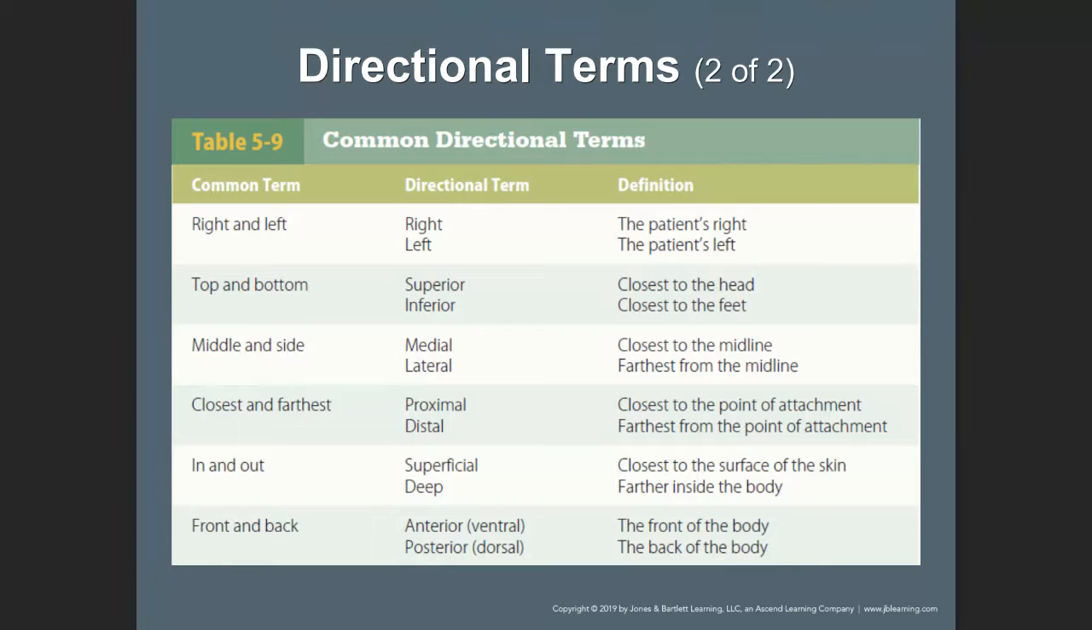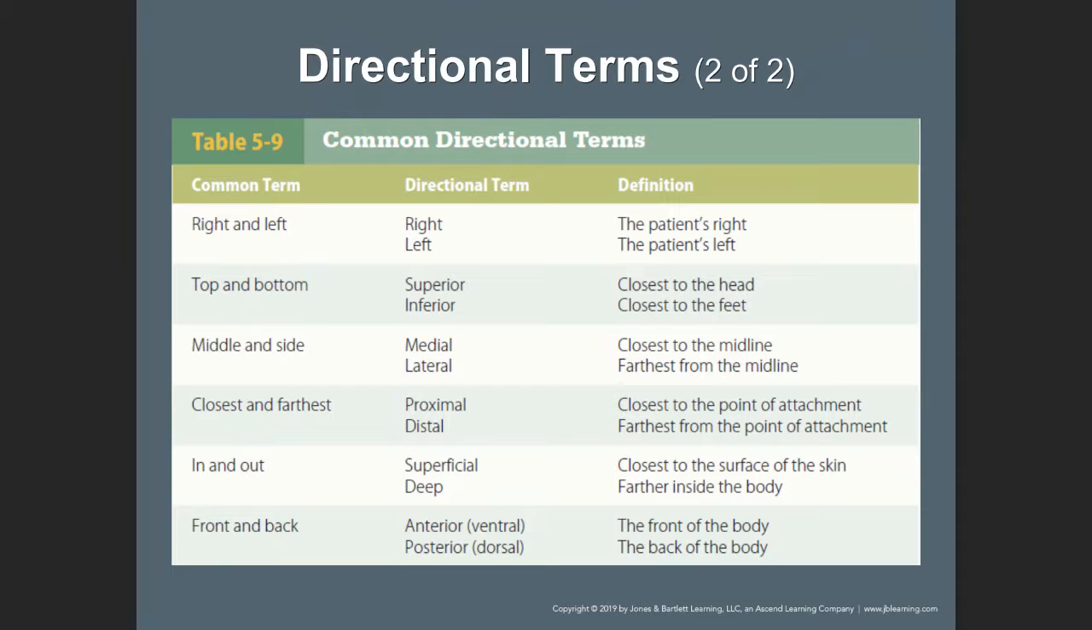So just recapping, right and left, it's the patient's right and left. Top and bottom, superior, inferior. Closest to the head is superior, closest to the feet is inferior. Middle and side, medial, lateral. Medial, closest to the midline, lateral, farthest from the midline. Closest and farthest, proximal, distal. Closest to the point of attachment would be proximal. Farthest from the point of attachment would be distal.